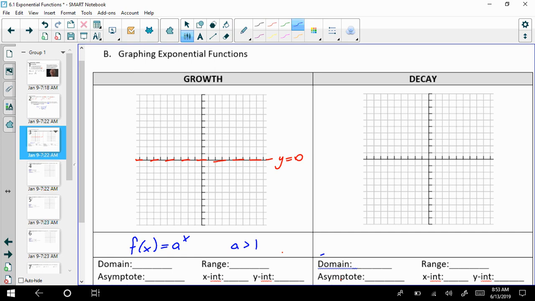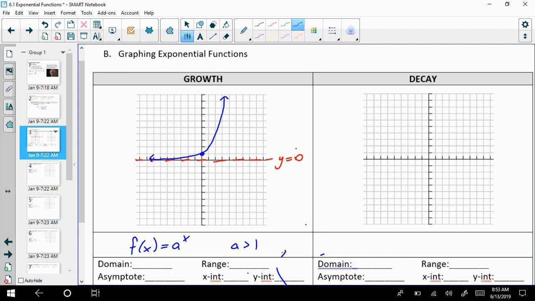What ends up happening, the y-intercept of this graph will be at 1. And I kind of just told you why it's at 1. When I put 0 in for x, anything to the 0 power is 1, so I got 1 out. And what ends up happening, here's what the graph looks like. It's really close to the asymptote, and it starts getting exponentially bigger and bigger and bigger.